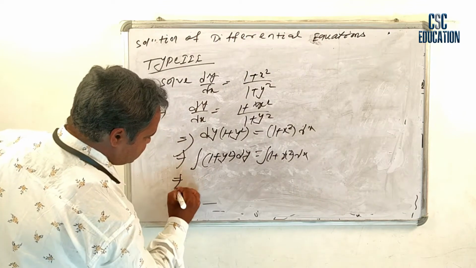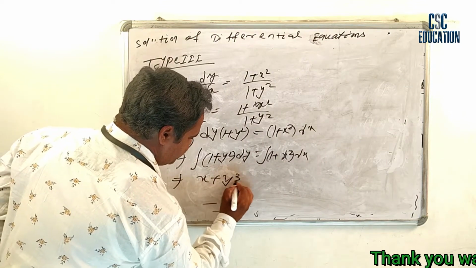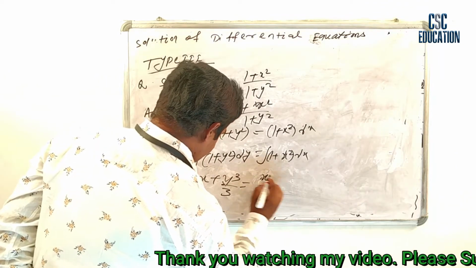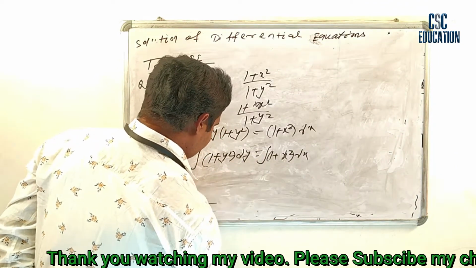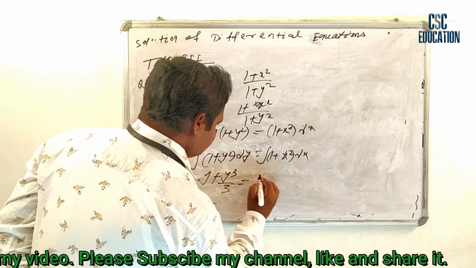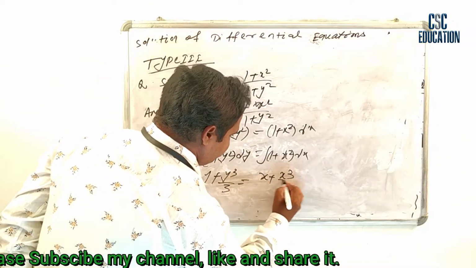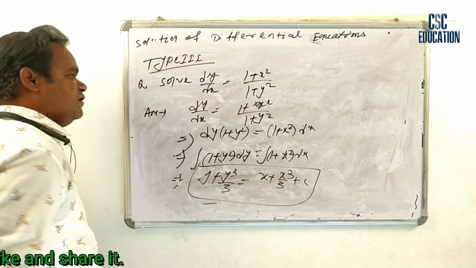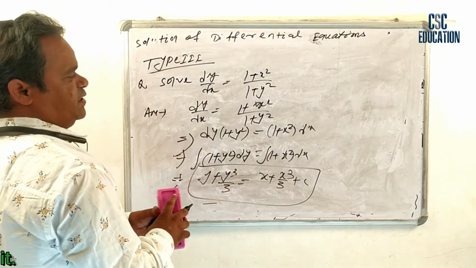Now this implies y plus y cube divided by 3 equals x plus x cube divided by 3 plus c. That is your answer. This is example 2 of type 3.